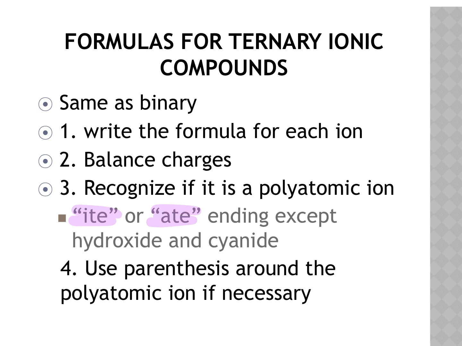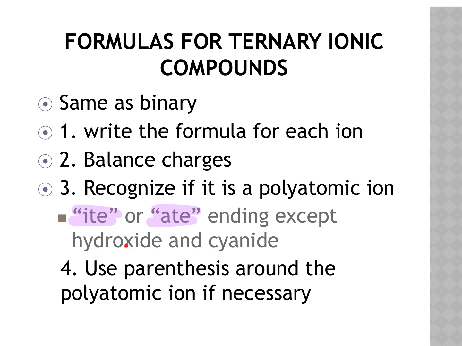ite or ate instead of ide. Okay. So if you see ite or ate, that should be your clue to look at the back side of the periodic table because you have a polyatomic ion. Okay. There are a couple exceptions. So not every single polyatomic ion ends in ite or ate. Okay. You have a couple exceptions like hydroxide and cyanide.